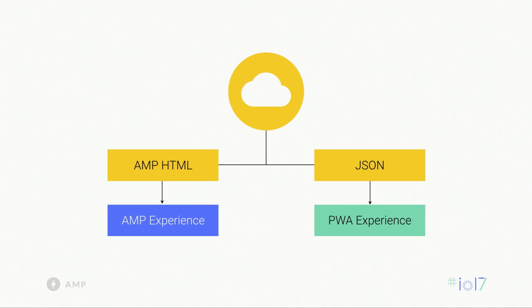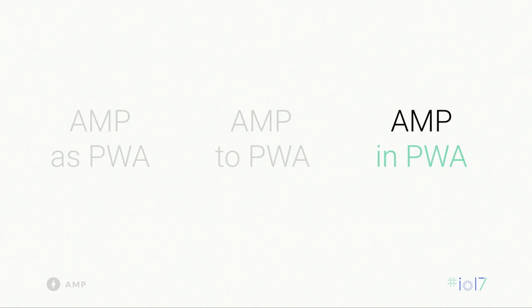Now, OK, we have this complete, but now we have another problem. We still have this problem with our deploy targets. We still have plenty of deploy targets. And in fact, in this case, we probably have 2 content backends. We have AMP HTML on one side, and then probably JSON or some other content backend that powers the progressive web app. Now, that is where the final pattern comes in handy, AMP in progressive web app.